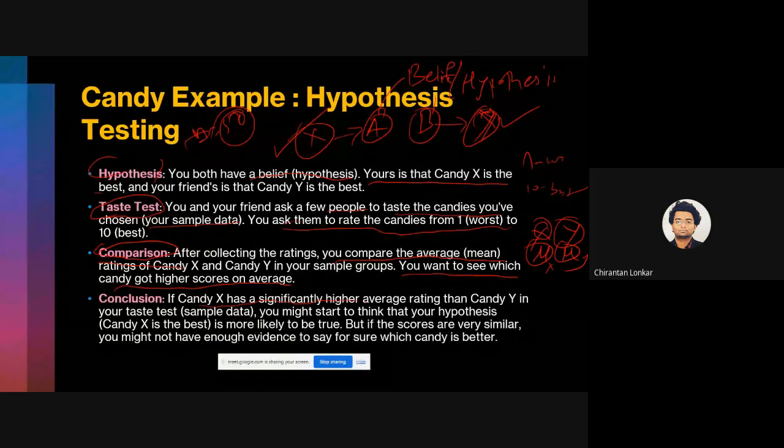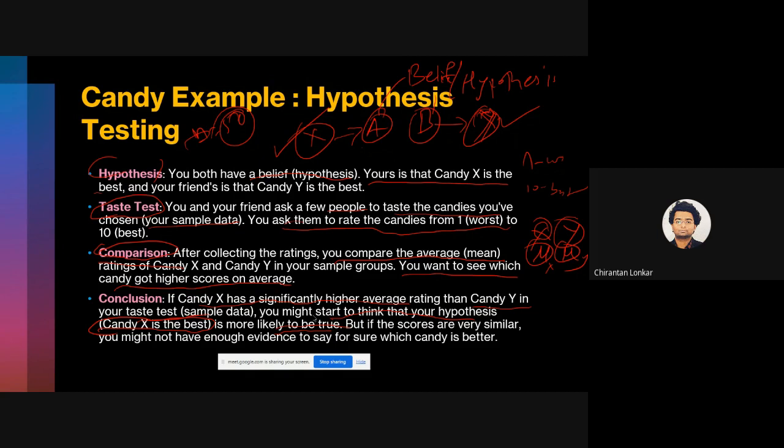If candy X has a significantly higher average rating than candy Y in your taste test, obviously, you might start to think that your hypothesis that candy X is the best is more likely to be true. Right? Are you trying to understand? Let's say it's me and my friend, I had already made a statement or had a belief, had a hypothesis that candy X is the best. Now it is more likely to be true. Why is it more likely to be true? Because it is supported by the evidence. What is the evidence? The evidence is the scores and the reviews given by the population, right?